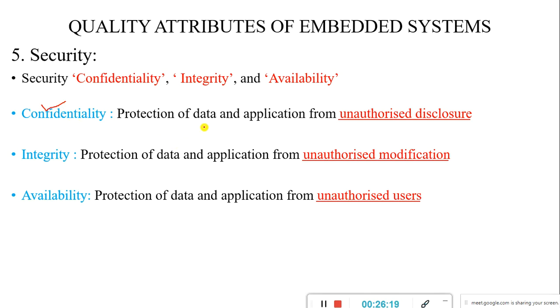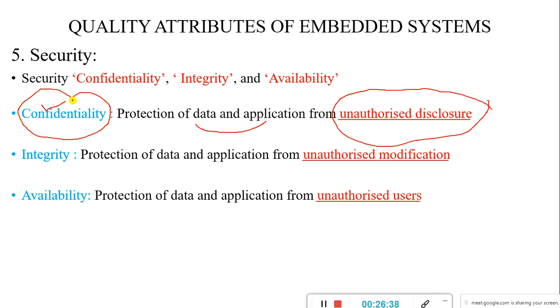See, when I design a system, the main important job of that system is to protect the data and application from unauthorized disclosure, right? Unauthorized persons' disclosure. It has to protect my confidentiality, right? That is the first security property. Even every mobile will have this option, right?